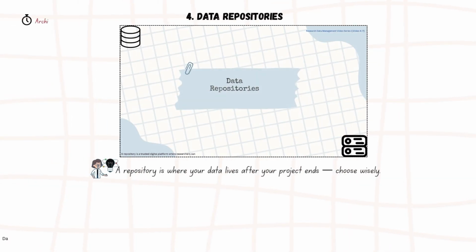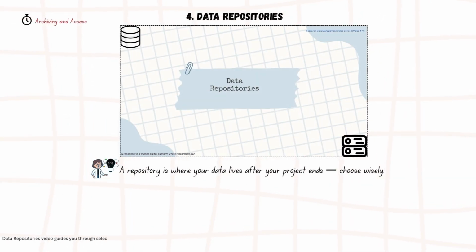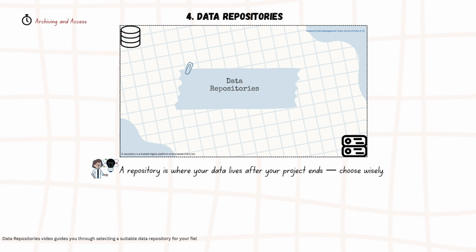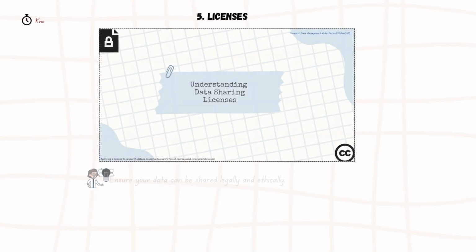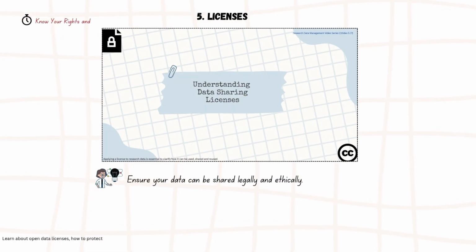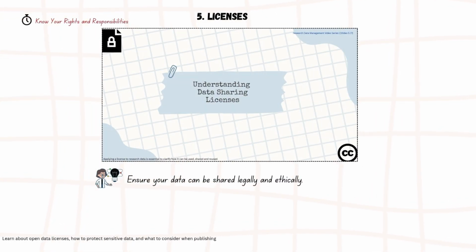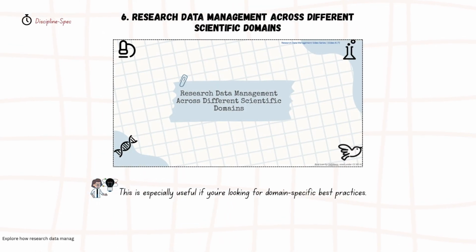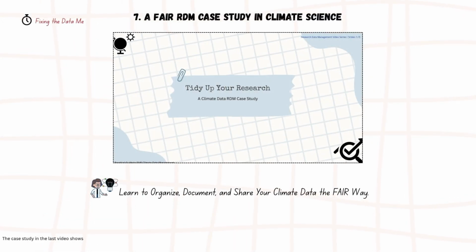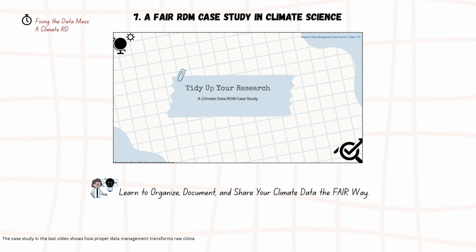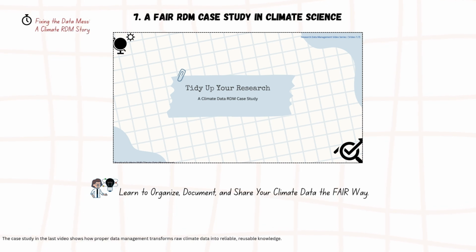The Data Repositories video guides you through selecting a suitable data repository for your field, understanding repository requirements, and preparing your dataset for upload. Learn about open data licenses, how to protect sensitive data, and what to consider when publishing your data. Explore how research data management practices vary across fields in the given video. The case study in the last video shows how proper data management transforms raw climate data into reliable, reusable knowledge.